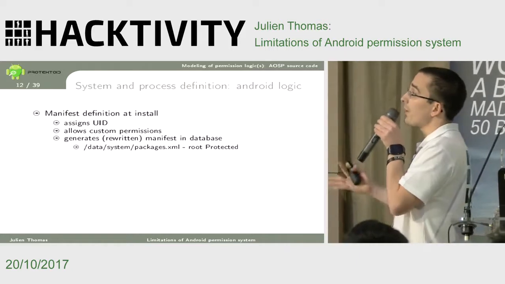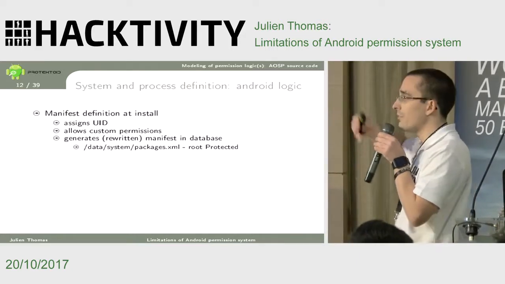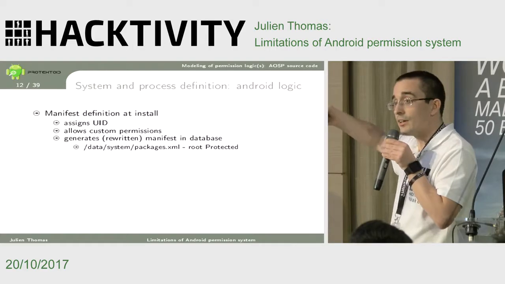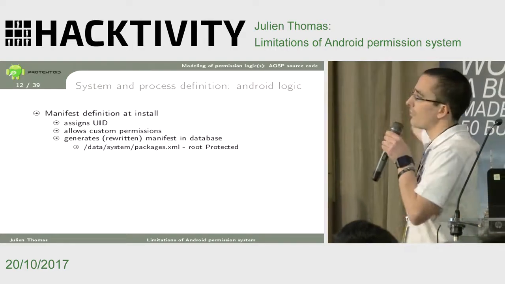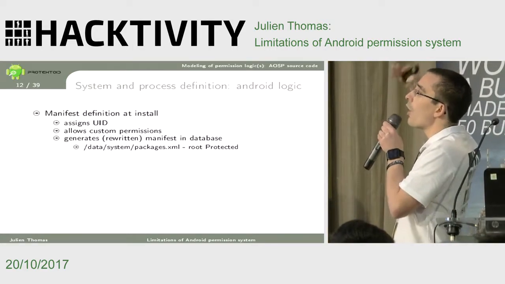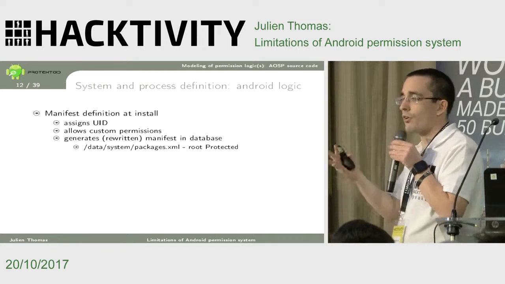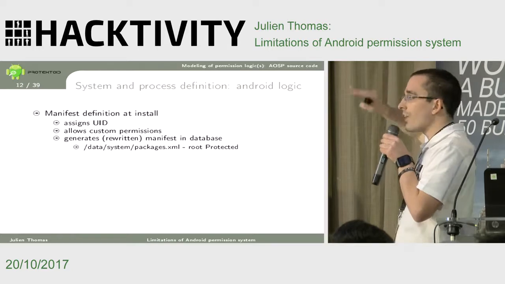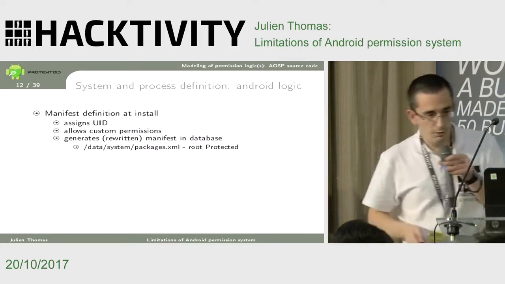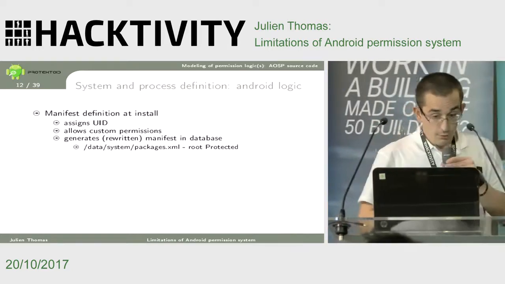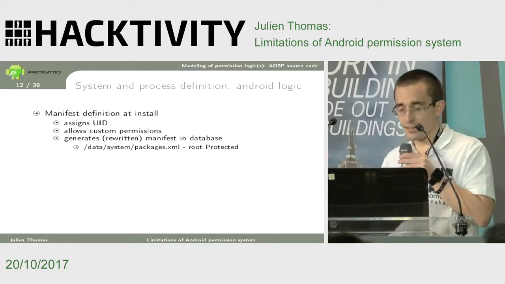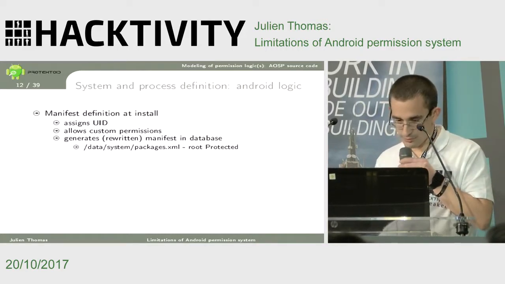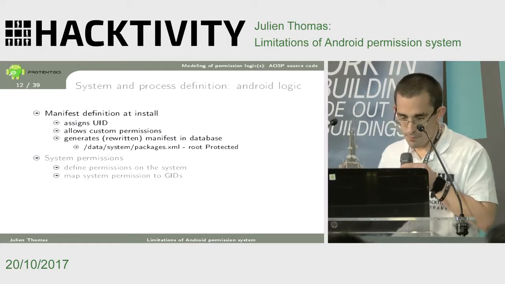When you install an application, based on the conditions of the manifest, the app will be set a UID. That's what we call the security of the local file system. You will allow custom permissions that are normal, and you will store all of that in a file called packages.xml that defines all the applications installed on the device.